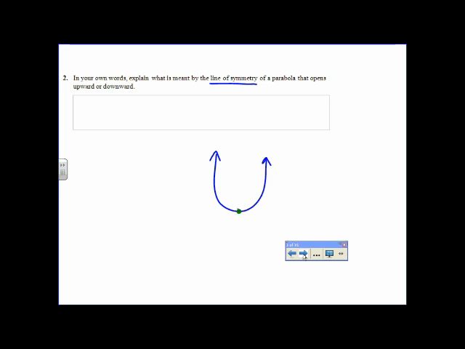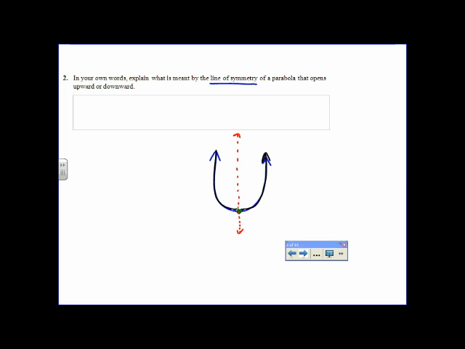Through the vertex, there is an imaginary line that goes straight through, like this, that separates the parabola in half, and it makes two mirror images. This side right here should be an exact mirror image of this side over here. So they should reflect each other.